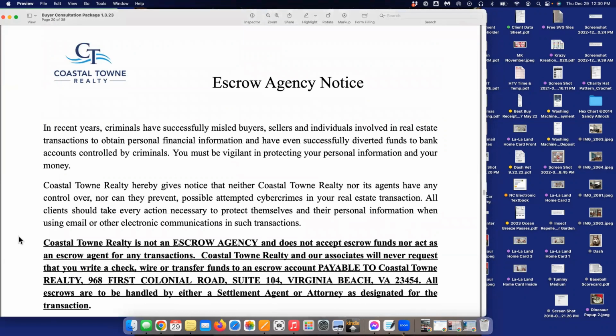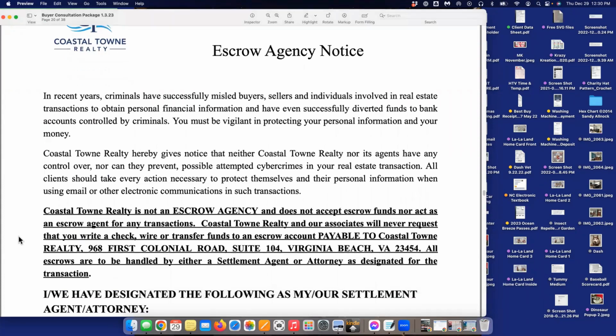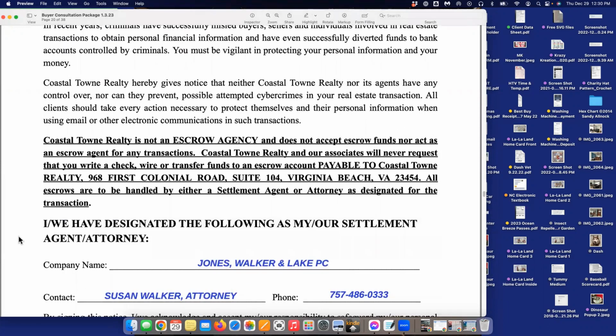Coastal Town does not ever hold escrow or EMD. That always goes to the closing agent. So whatever attorney or title company is doing the closing should be holding the earnest money. And we have a relationship with Jones Walker and Lake. That's who we would like you to use.